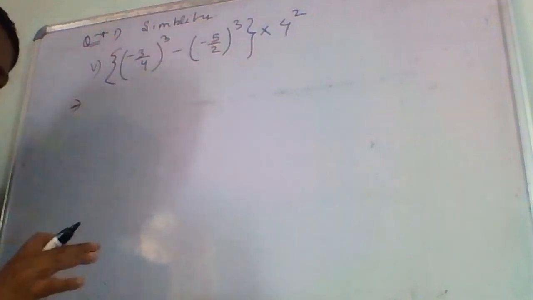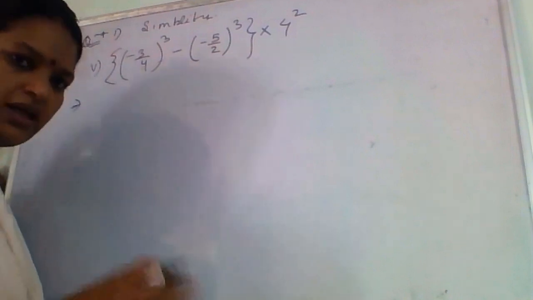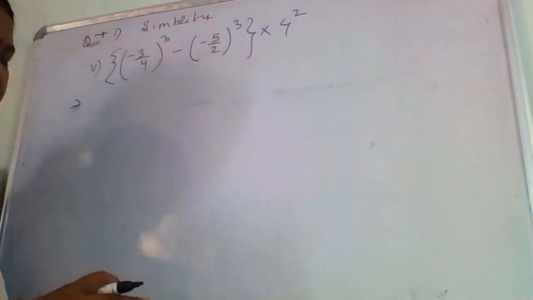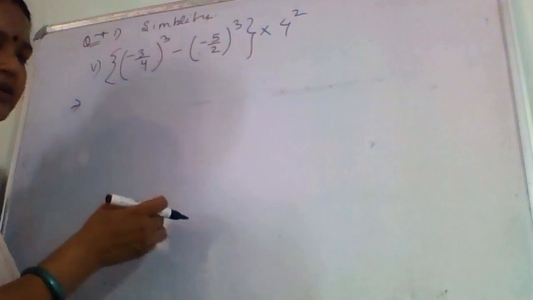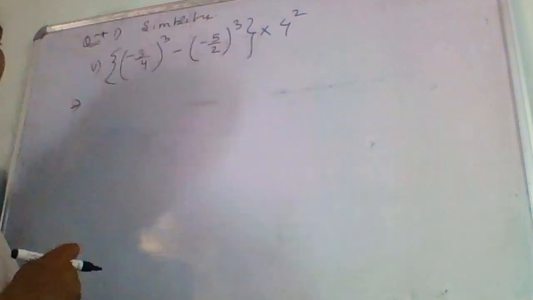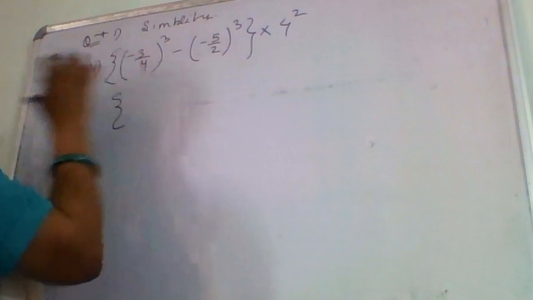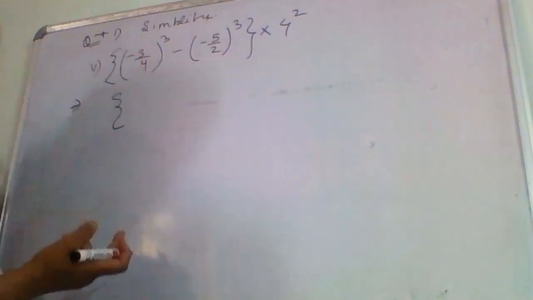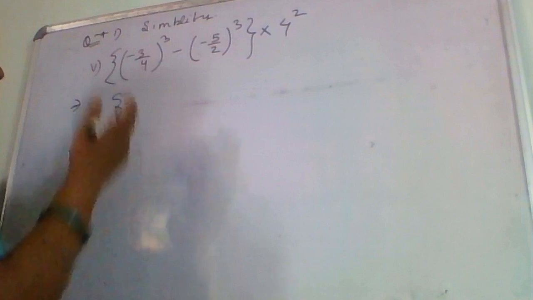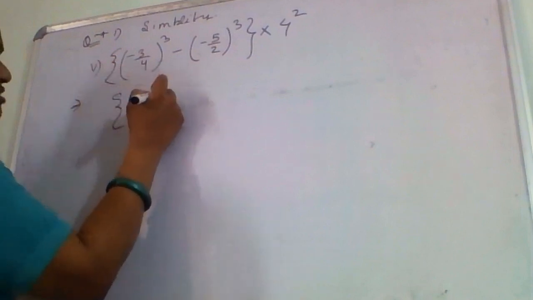Again, the BODMAS rule applies over here. In the BODMAS rule, what I say is that first we solve the bracket. So here the bracket is over here. So I will solve the first bracket. Here there is nothing; we have to simplify this. So I just write it in the expanded form.